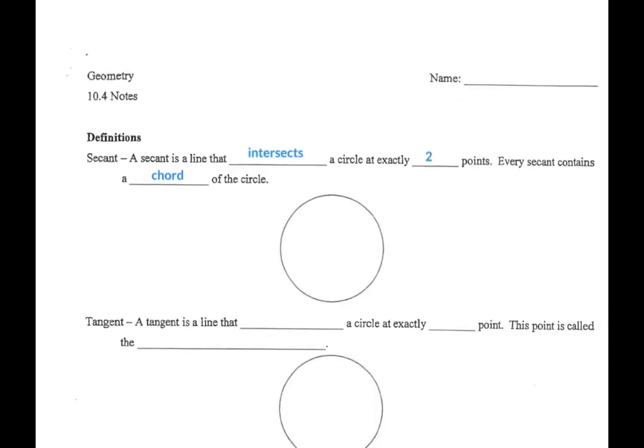A secant is a line that intersects a circle at exactly 2 points. Every secant contains a chord of the circle. So here is a secant, and it crosses at point A and point B, and your chord would be AB.